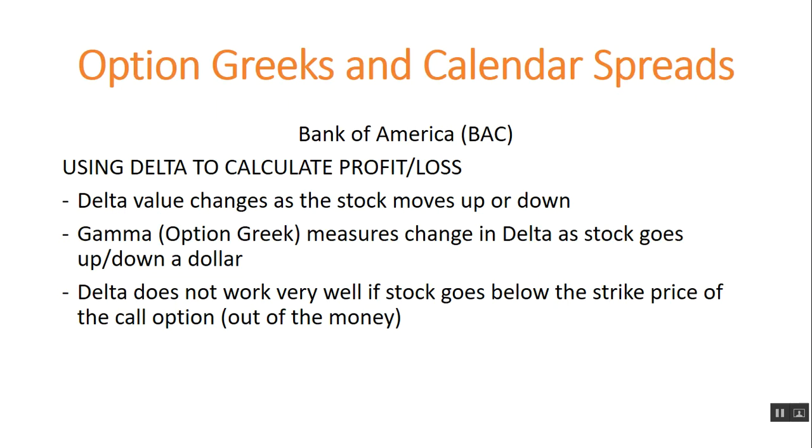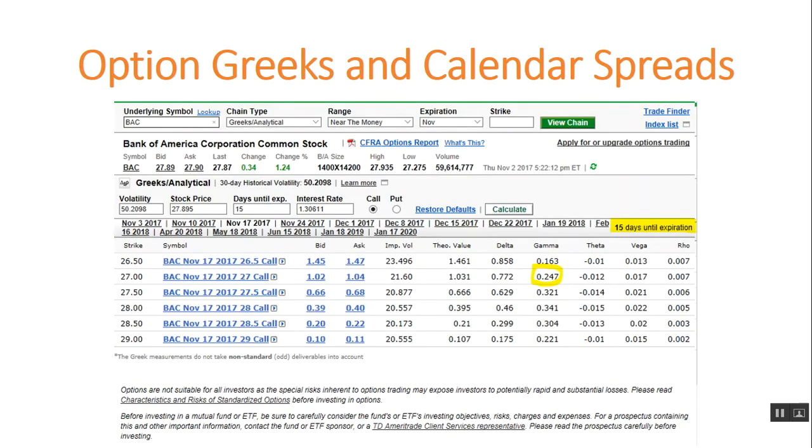Okay, so here I circled the gamma. If you look at this gamma, that's how much the delta will change. And again, you're going to see another big failure of trying to use these option Greeks to calculate profits or risk for these calendar call spreads. You see the gamma says 0.247. So that means if the B of A goes up $1, then delta will go up 24 cents and 70.